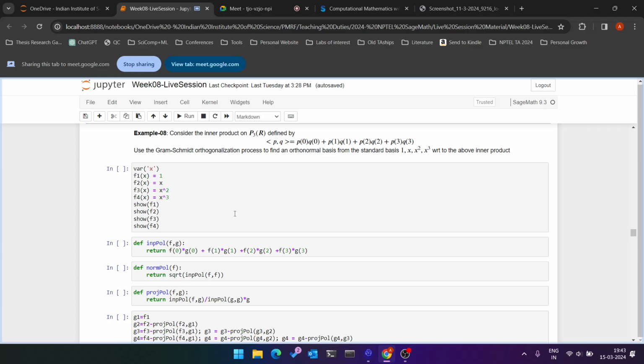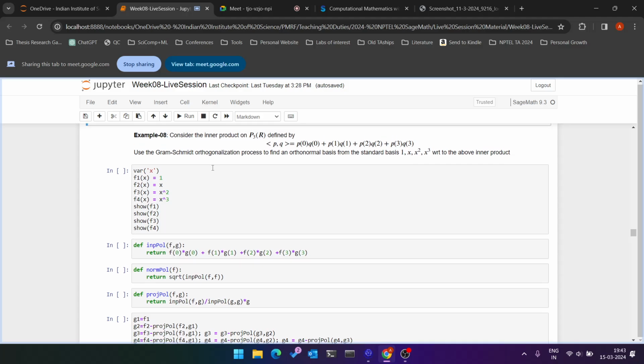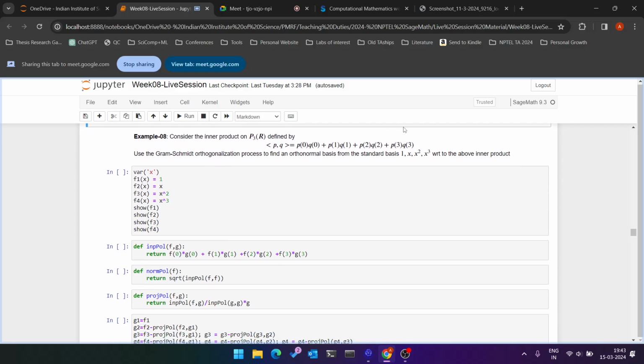So, example number 8, we have been asked to consider an inner product on P3 of R defined by the inner product between P and Q as P of 0 into Q of 0 plus P of 1 into Q of 1 plus P of 2 into Q of 2 plus P of 3 into Q of 3. So this is basically the inner product between two polynomials P and Q. Next, we have been asked to use the Gram-Schmidt orthogonalization process to find an orthonormal basis emerging from the standard basis, which for this case is basically 1, x, x square and x cube, and this particular inner product.